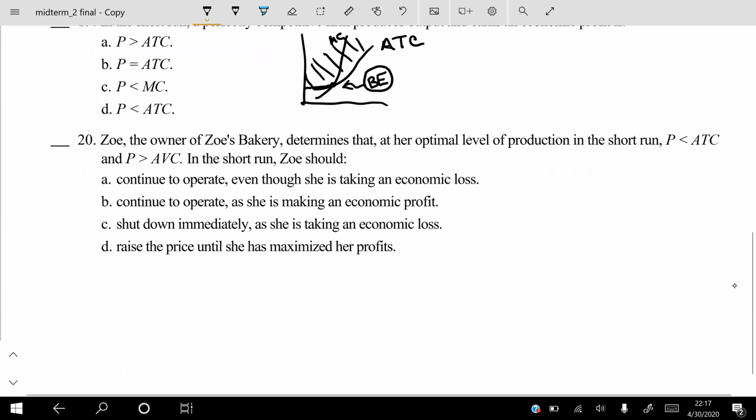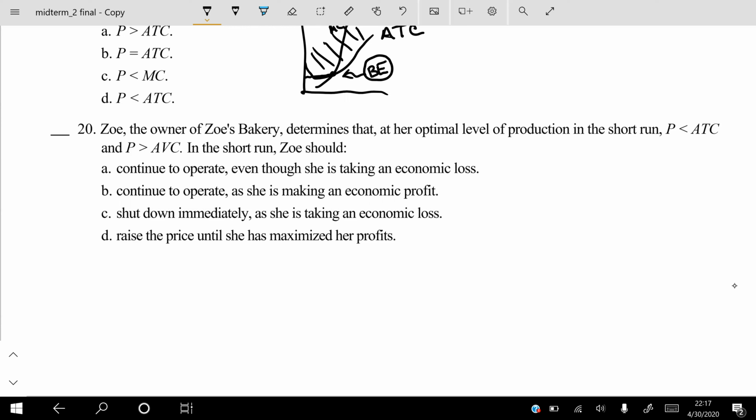Zoe, the owner of Zoe's Bakery, determines that at her optimal level of production in the short run, price is less than ATC and price is greater than AVC. So in the short run, Zoe should do what? Continue to operate even though there's economic loss. Continue to operate because she's making an economic profit. Shut down immediately because she's taking an economic loss, or raise the price until she maximizes her profits.